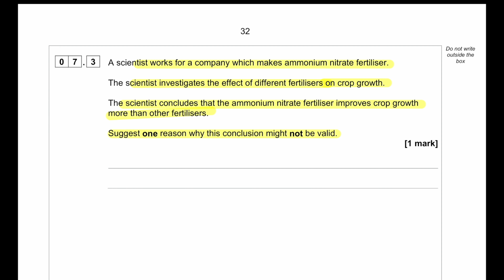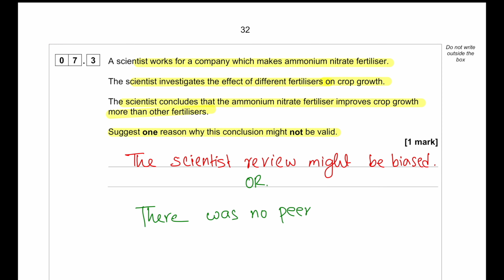In order for crops to grow, plants require NPK fertilizer. And since potassium is absent in this particular fertilizer, we can also say that because the scientist is working for a particular company, the scientist's review might be biased. Or we can say there was no peer review.